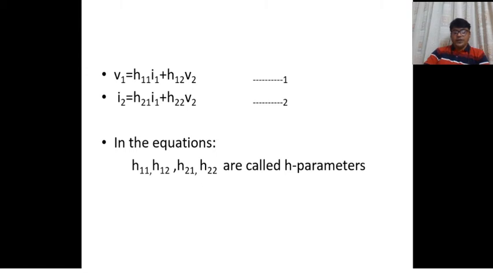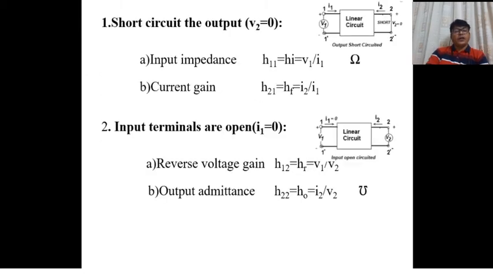Every linear circuit has four H parameters, one having a dimension of ohm, one having mhos and two are dimensionless. The H parameters of a given circuit are constant. If you change the circuit, the H parameters also change. Now, how to determine these H parameters?